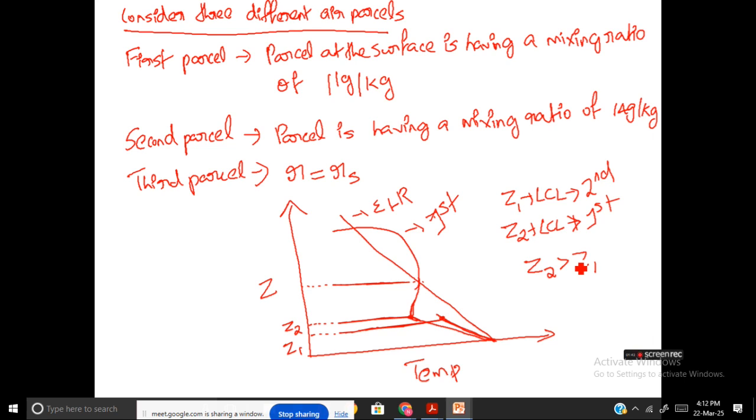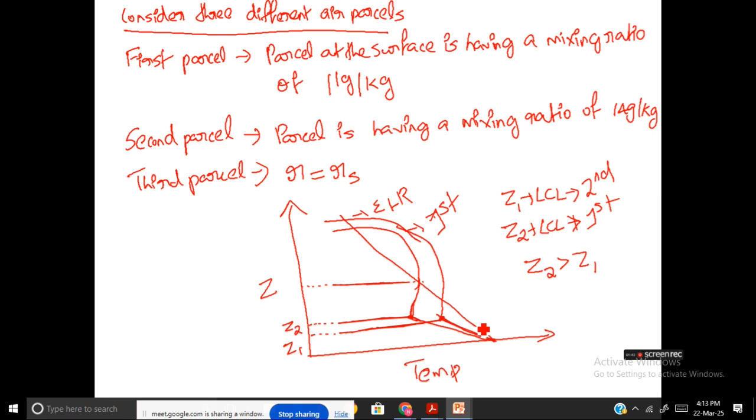So the second parcel will reach saturation at a lower height compared to that of the first parcel because it has a higher mixing ratio. And then again the same process: condensation starts to begin, and then it will reach the LFC and eventually rise above it.